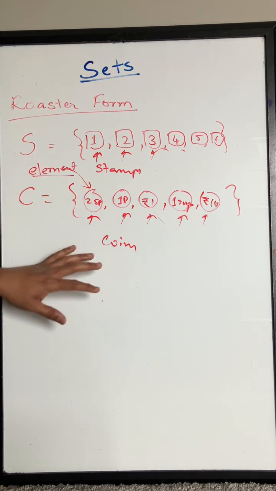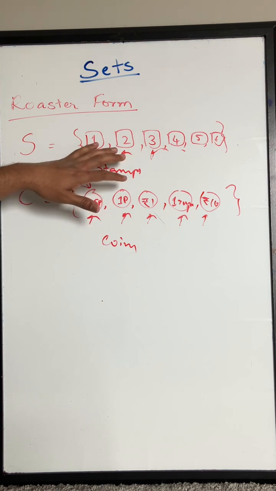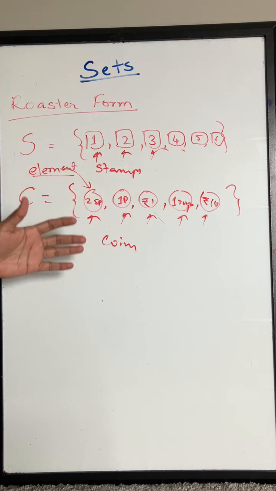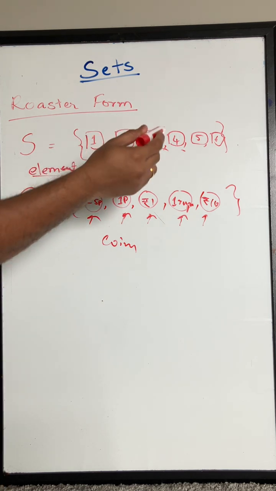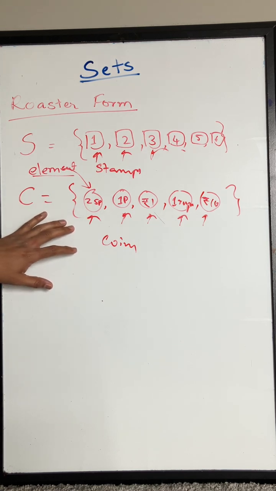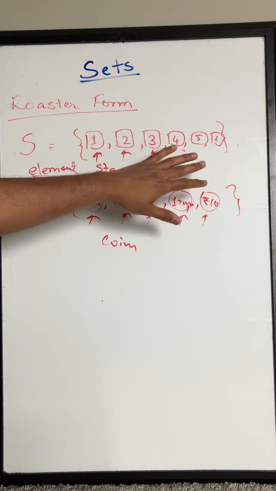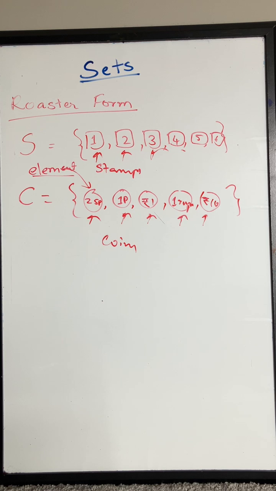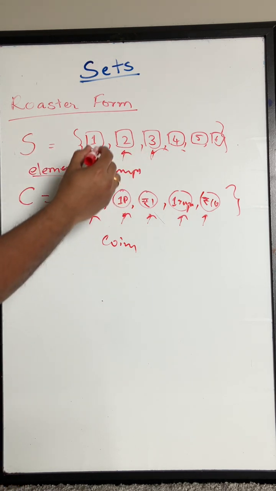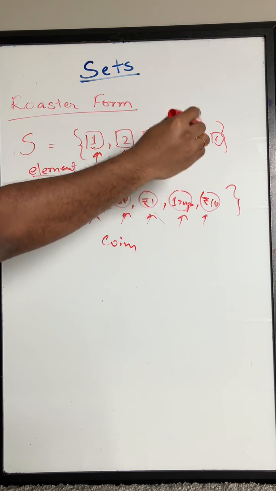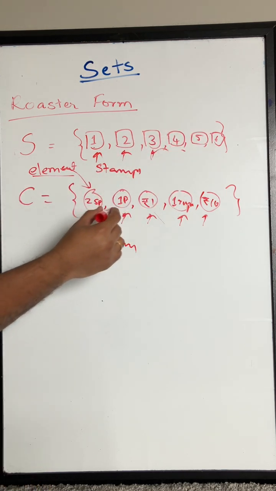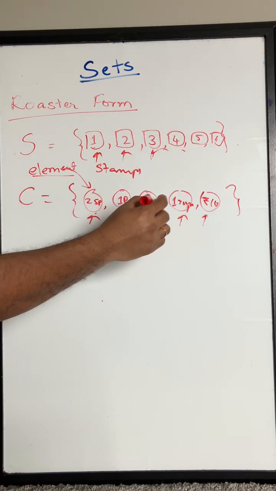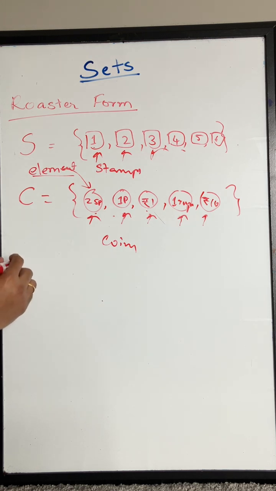Now onwards, that is easy, right? Rather than knowing what it is, we can simply say element. So these are all elements. Listing out all the elements within the curly brackets is called roster form. We already learnt it. Since we are listing 1, 2, 3, 4, 5, 6, everything, or 25 paise, 1 paise, 1 rupee, this is called roster form.